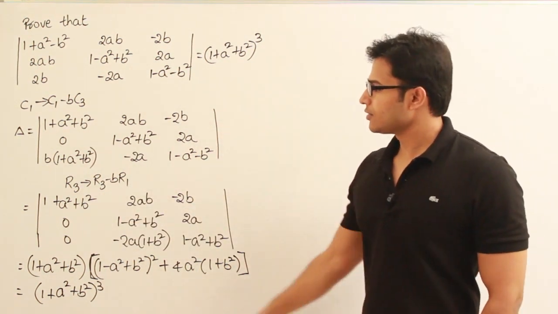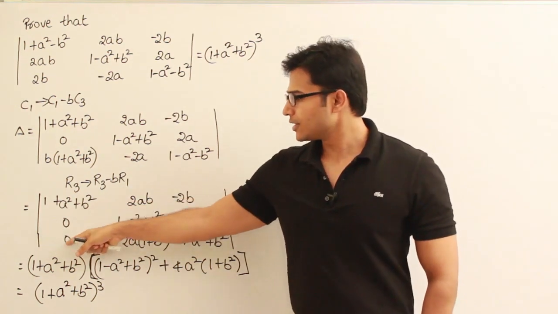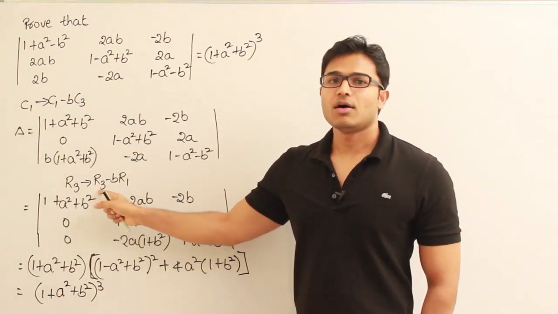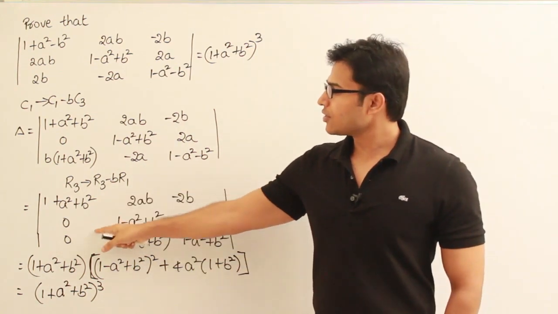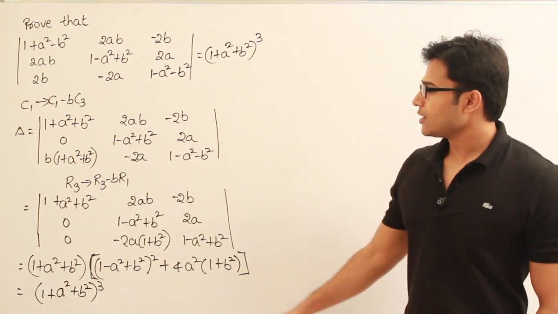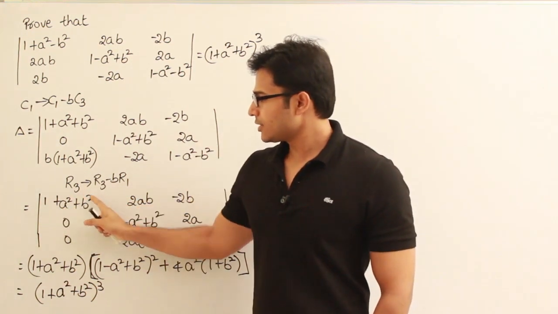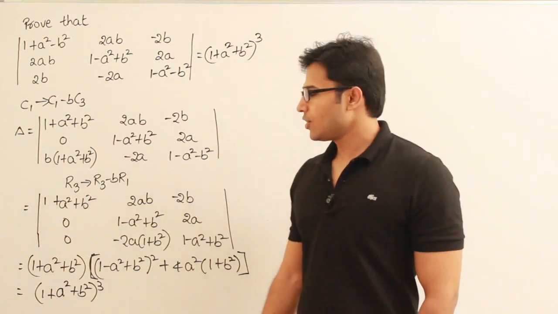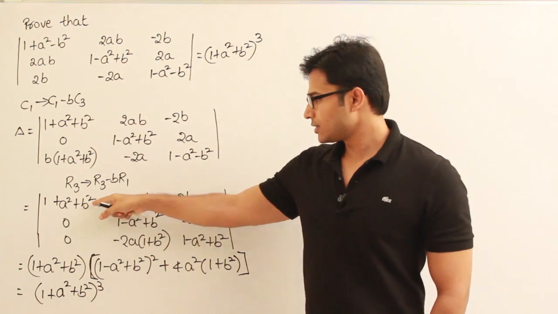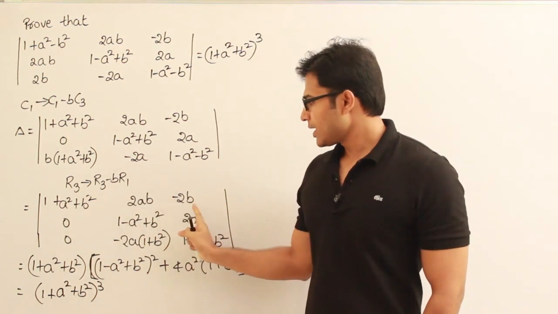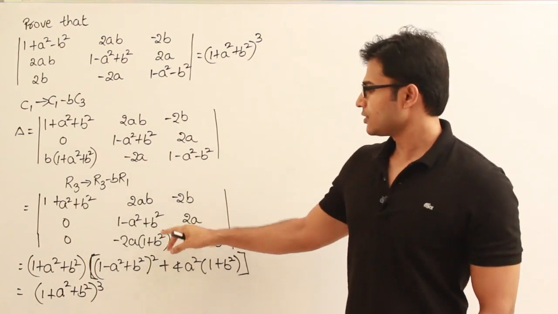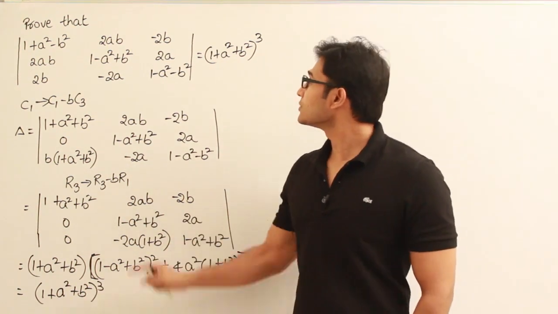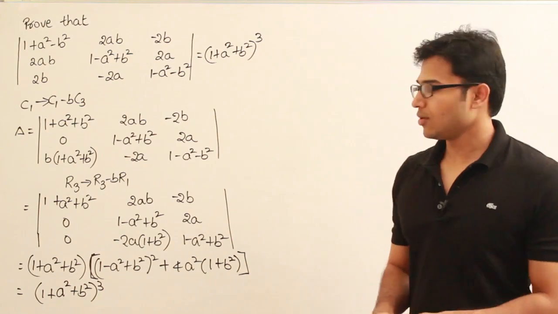Now if you observe, these two elements of the first column are zeros. Therefore we can expand the determinant across this first column, and when you expand it, you are going to get this element into its cofactor. What is the cofactor? Delete this row and this column, and the remaining determinant you have to find out. So the remaining determinant, if you expand it, you are going to get this one. So whatever is required. Okay.